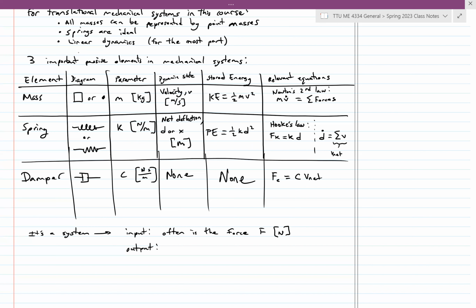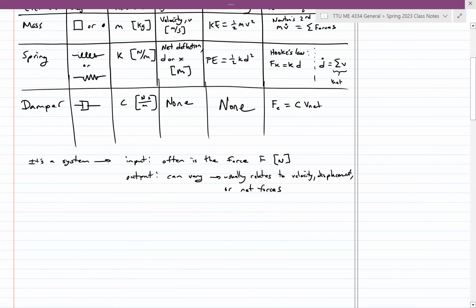The output can vary, right? Usually it relates to velocity, displacement, position, or net forces even. All right. So our output's going to depend on our situation here. Often in this class, we're going to focus on force inputs, even though we could actually have displacement as inputs as well. Okay?